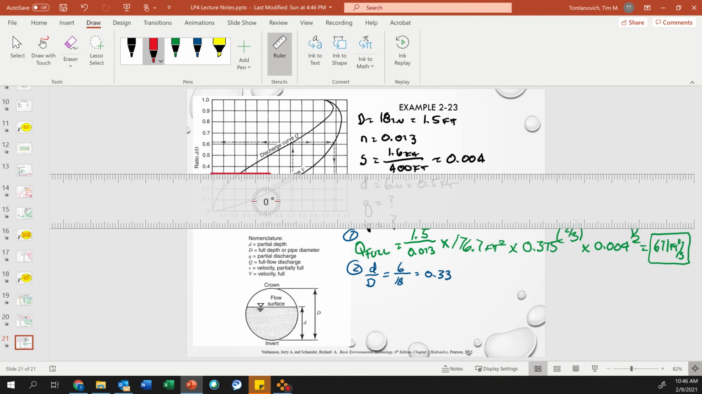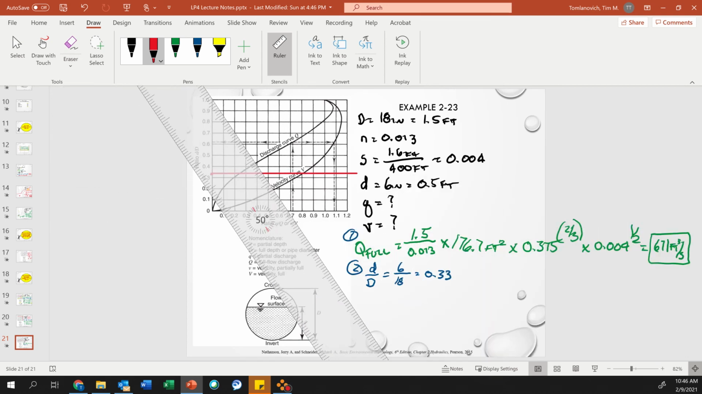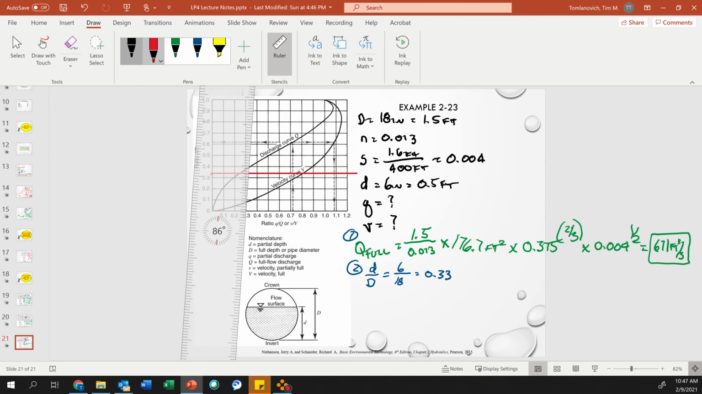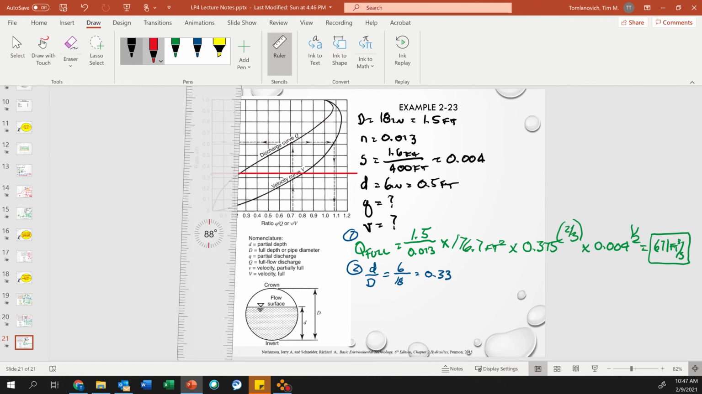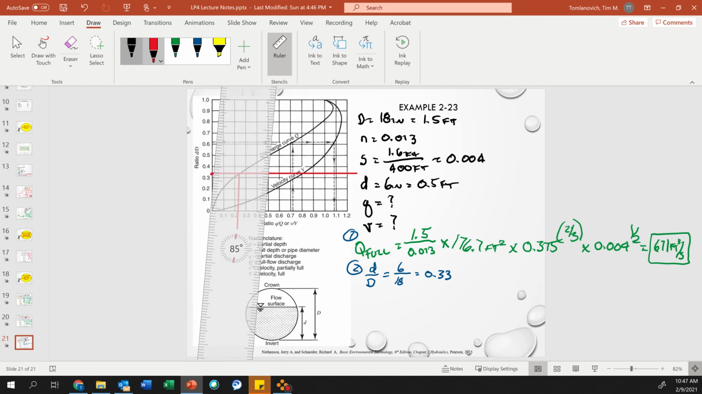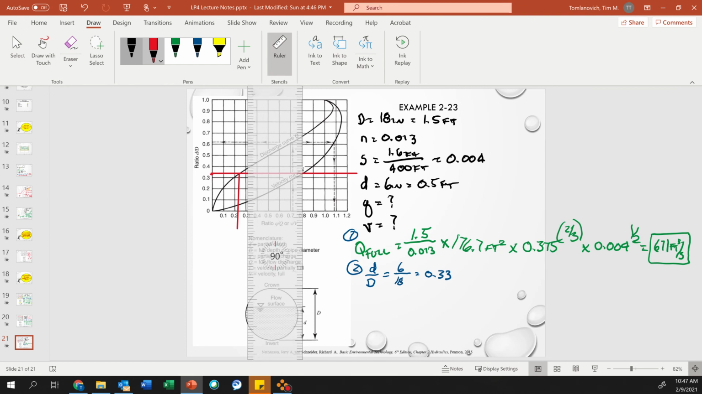Because I need velocity and flow, first I'm going to hit the Q curve, the discharge curve, because that is my discharge ratio, and then I also have to go to the velocity curve to find my velocity ratio. So you have to do it twice, basically.